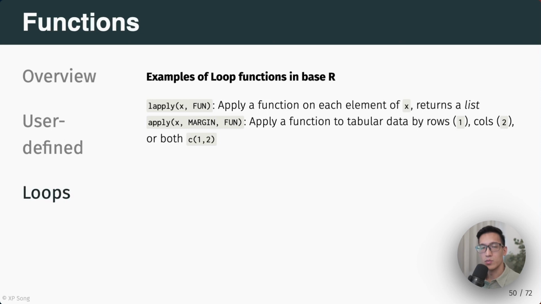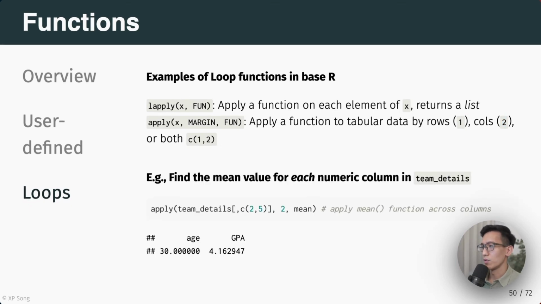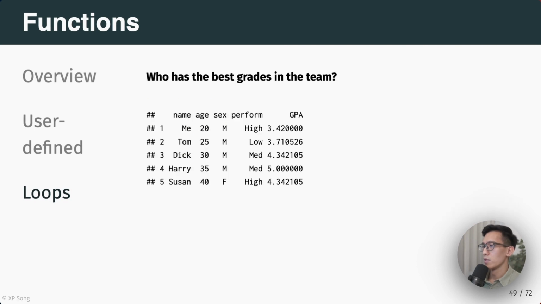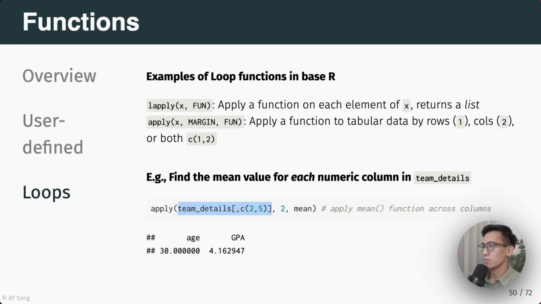Finally, I'd like to highlight that R comes with some built-in loop functions such as lapply or list apply and apply. This allows you to apply functions to objects in R depending on the data structure that is supplied. For example, if you want to apply a function to tabular two-dimensional data, you can apply it across the margin of rows or columns. For instance, recall that we have our data frame of team details. In columns 2 and 5, we have numeric variables for age and the GPA. So, if we subset this data frame to only these 2 numeric columns, we can apply the mean function across the columns of this data frame. This would give us the average age and average GPA.